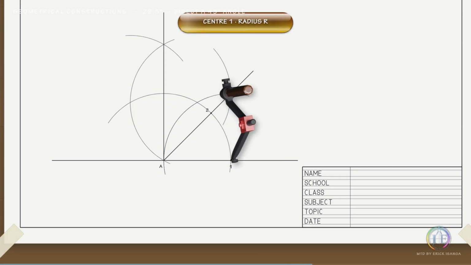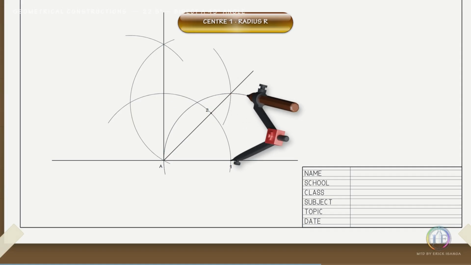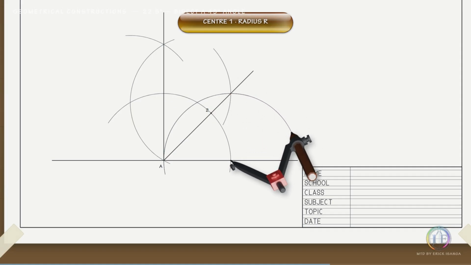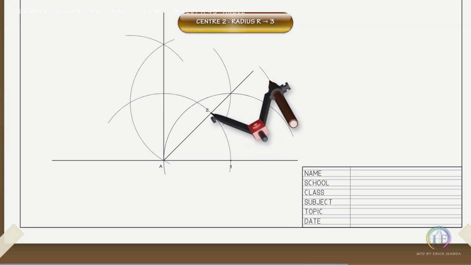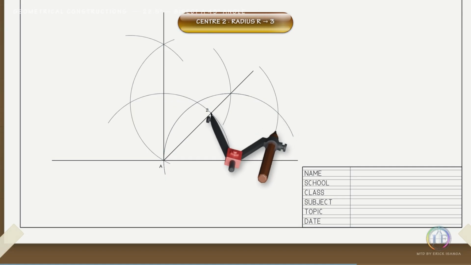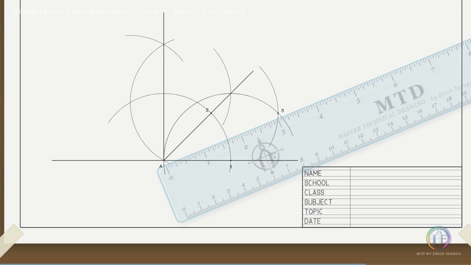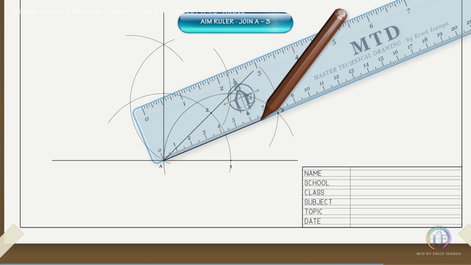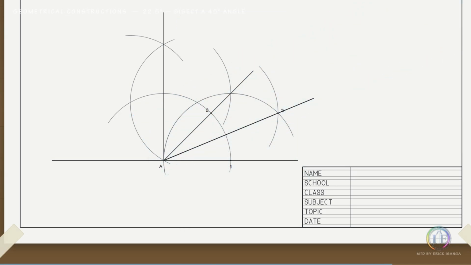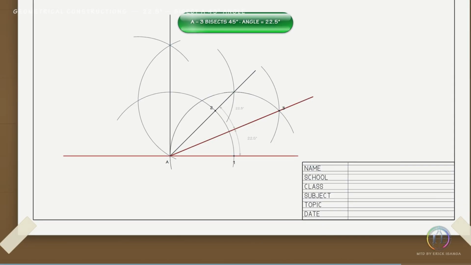With point 1 as center and radius r, we swing an arc into the angle. With the same radius and point 2 as center, we swing a second arc, cutting the first at the point 3. With the aim ruler, we draw a line from A through point 3 and extend it. This line bisects the 45-degree angle.